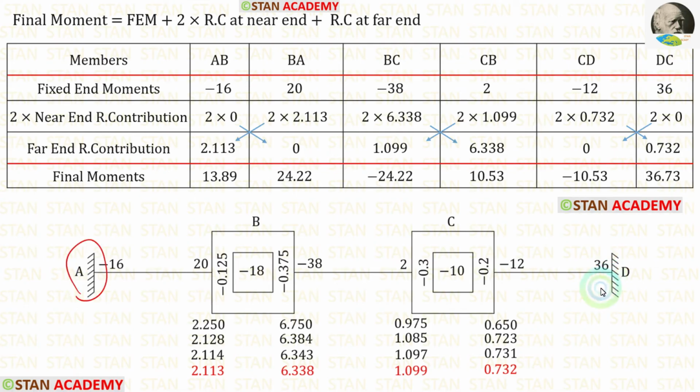We know that in the points A and D, there are fixed supports. In the fixed supports, the rotation contributions will be 0. So for AB and DC, 2 into 0. For BA, the near end rotation contribution is 2.113, so 2 into 2.113. For BC, it is 6.338, so 2 into 6.338. For CB, it is 1.099, so 2 into 1.099. For CD, it is 0.732, so 2 into 0.732. Using the arrows, we can enter far end rotation contributions. Now let us add these three values. After adding, we will get the final moments.